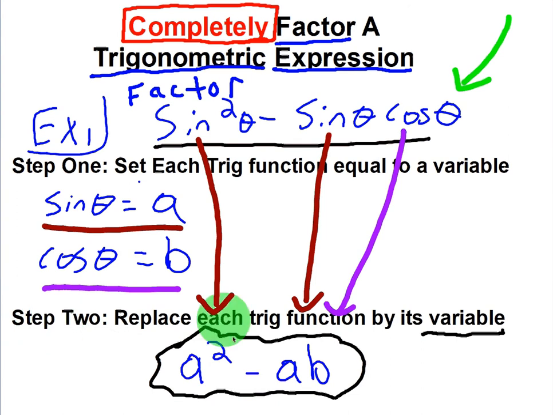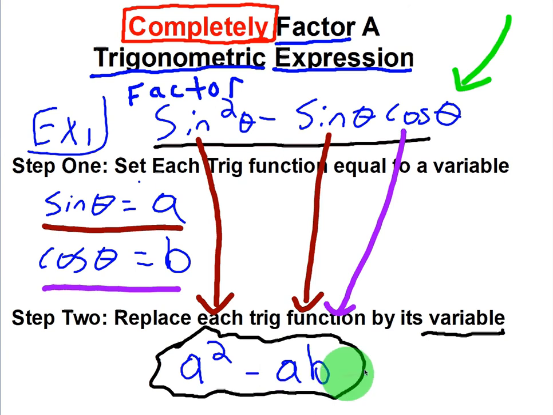The second step is to replace each trig function with its variable. So you could have used x and y. I usually use a and b just because that's never going to be inside of the trig function. Sometimes you have sine squared of x, cosine of x, and you don't want to use x, so I usually use a and b. So the sine squared is replaced with a squared since sine is a. Sine is replaced with a here. Of course, the minus carries down, and the cosine is replaced with b.